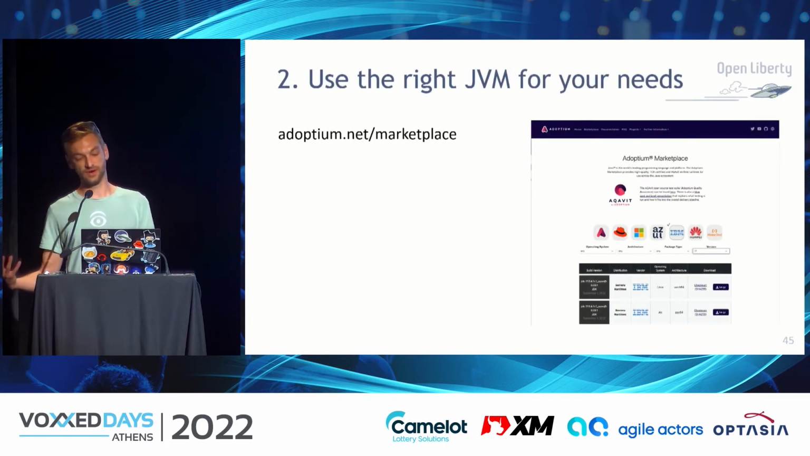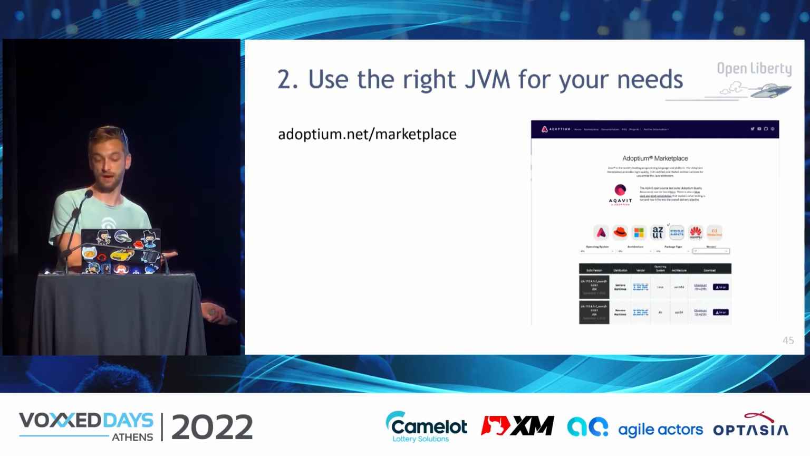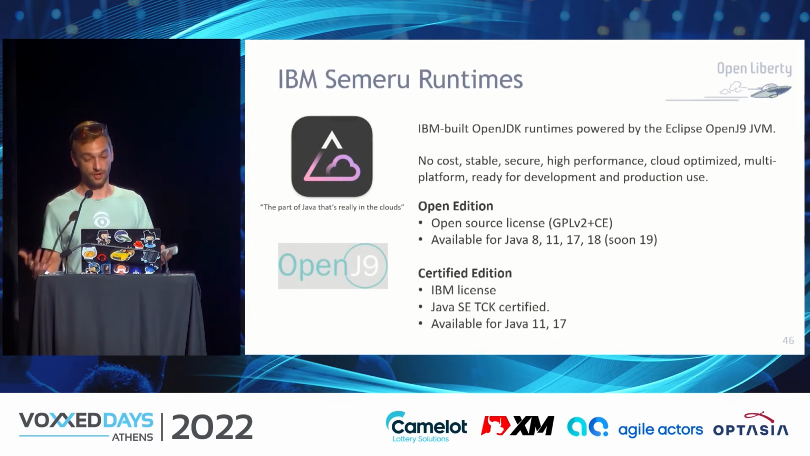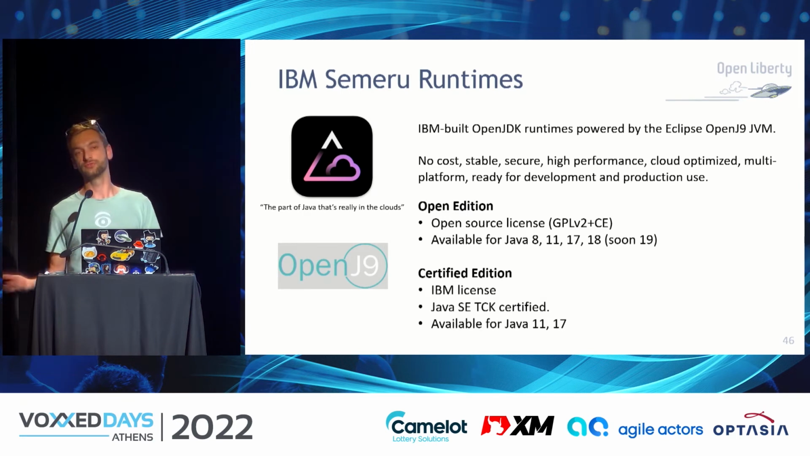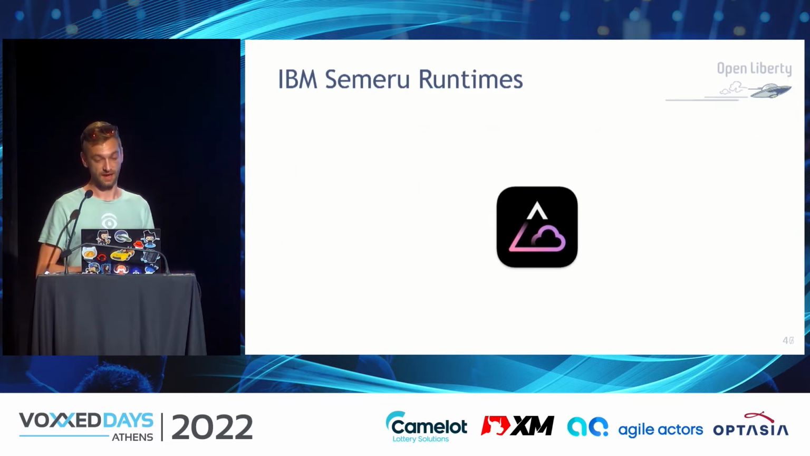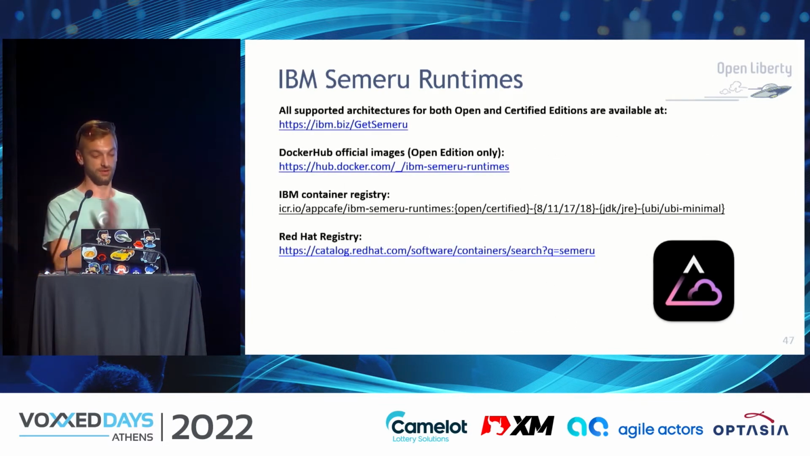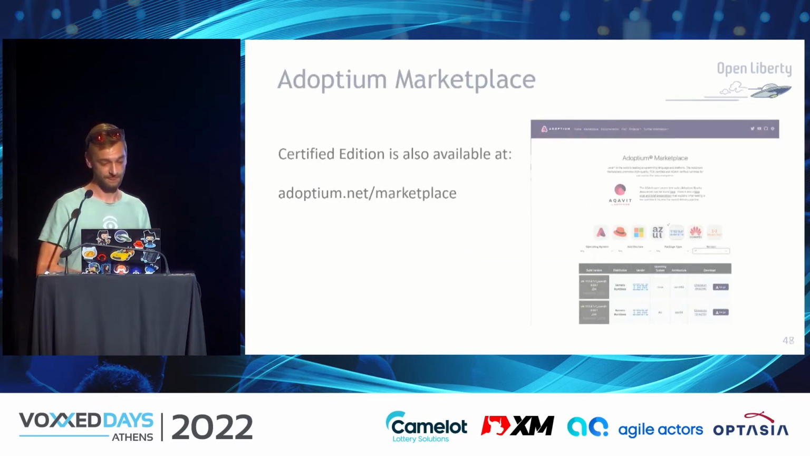So again, back to using the right JVM for your needs. There's lots of JVMs out there. Again, I'm talking a little bit about IBM Semeru Runtimes, which is based on OpenJ9. And again, this was open sourced just over 5 years ago. You can, if you want, get a license for it if you need to. You can find all that license information on some of these links here. And you can get a license also through Red Hat if you need to.